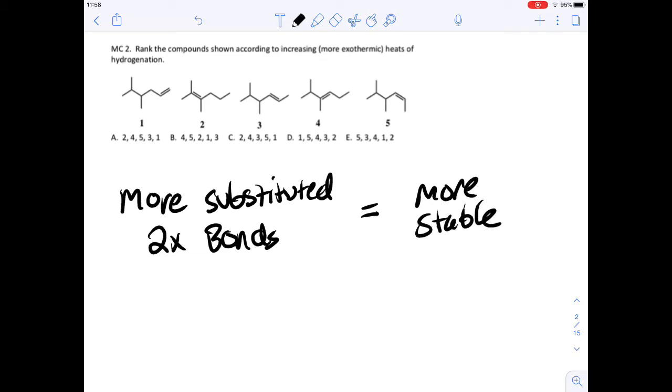Whenever they ask you stability questions, it's usually easier to find the one that is least stable first and work back from there. So in this case, we want to find our least stable one. With that in mind, since more substituted double bonds are more stable, we're going to look for the one that's the least substituted. In number 1, you actually have a terminal double bond. So terminal double bonds are the least substituted and the least stable.